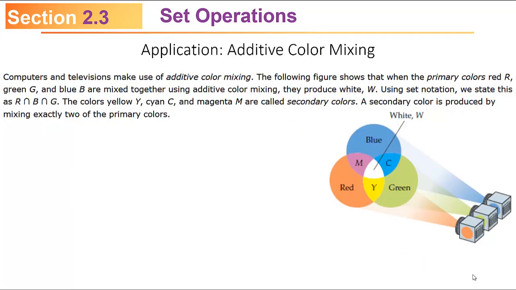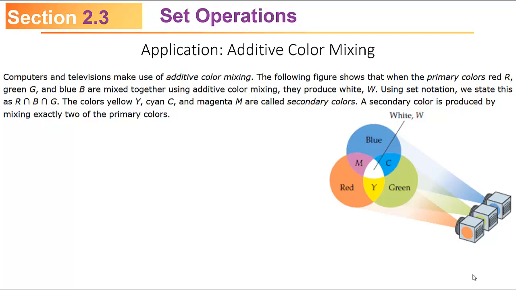Let's look at this example. It's very interesting. It's an application of additive color mixing. Just as a background, computers and TVs use additive color mixing, and this set of three circles forming a Venn diagram shows us when the primary colors, which are red, green, and blue, are mixed together, they give you white. If you look at set notation to describe that, you would say that R intersect B intersect G is white. In other words, red and blue and green is white.